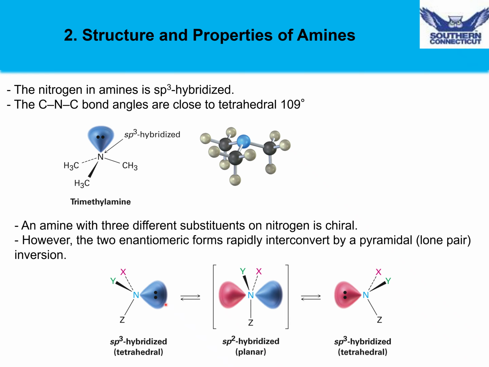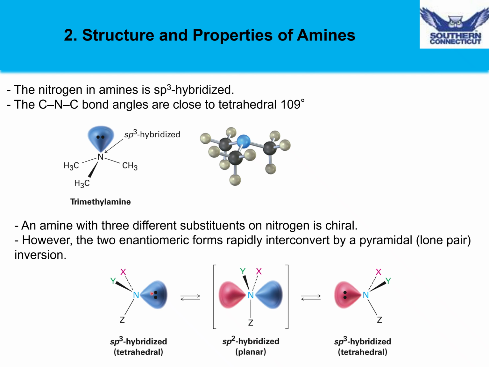It also has a lone pair. The lone pair can be treated as a 4th group, and since all 4 groups around the nitrogen are different, the nitrogen is considered a chiral center. That means there's 2 possible enantiomers for this molecule. They're shown on the left and on the right.